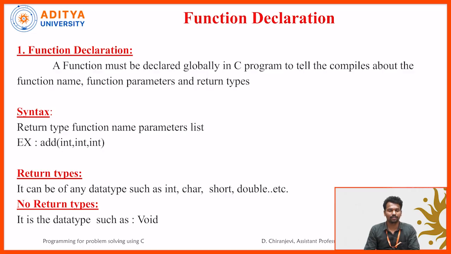It tells the compiler what the function name is and how many parameters we have passed, and at the same time it also tells whether the function has a return type or not. Okay. Now let's understand the syntax. First you need to specify the return type, then the function name, and then the parameter list.